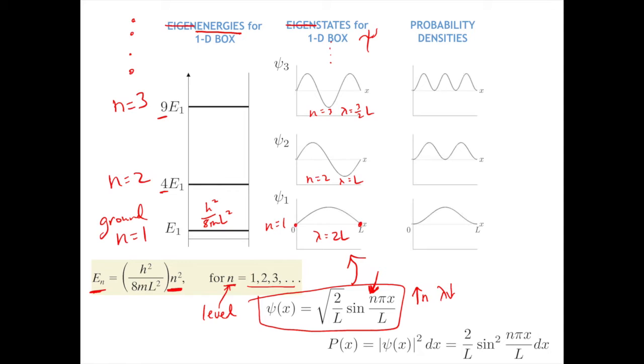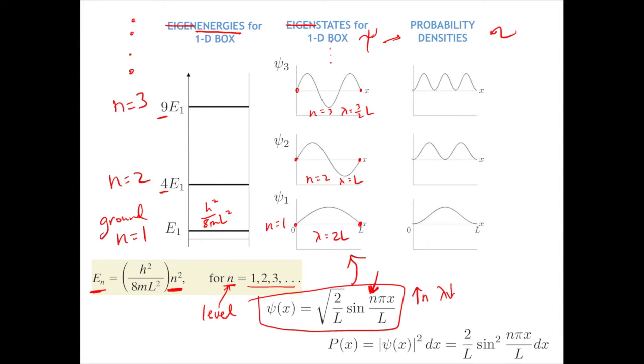But it always has to fit in here. You always have to have 0 at the boundaries. Your wave function, which is directly related to your probability, has to be 0 at the walls, which basically means there's no electron inside an infinite wall.